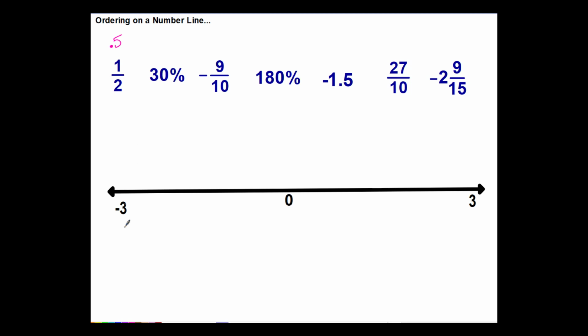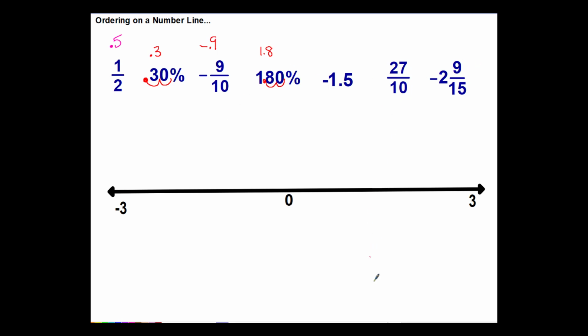So 30%, let me change colors. Okay, 30%, so 0.30 or 0.3. -9/10, this is -9/10. 1.8, that's already a decimal. Oh, look here, this is an improper fraction.